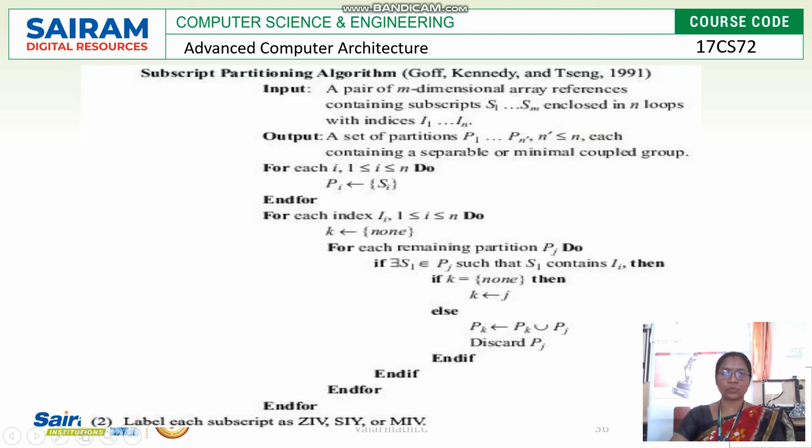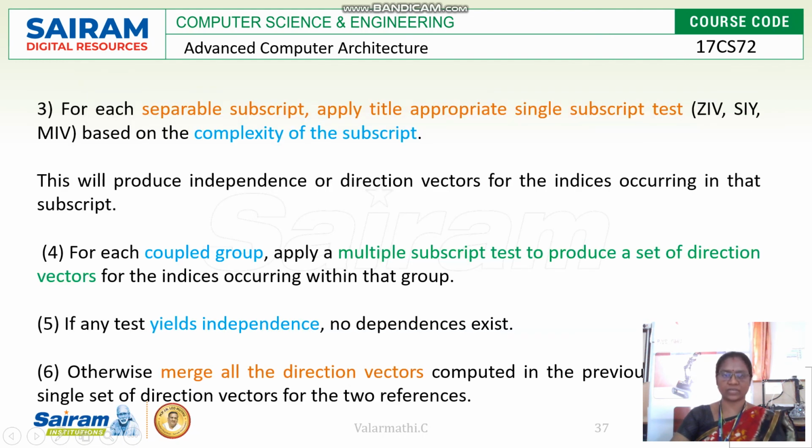The second step is derived by the authors Goff and Kennedy, and the inputs are a pair of m-dimensional array references. The output is a set of partitions. For each i equal to 1 to n, do P of Si. This is done for each process in the statement. Then each index is divided into a number of distance vectors. For the third step, for each separable subscript, apply the appropriate single subscript test.